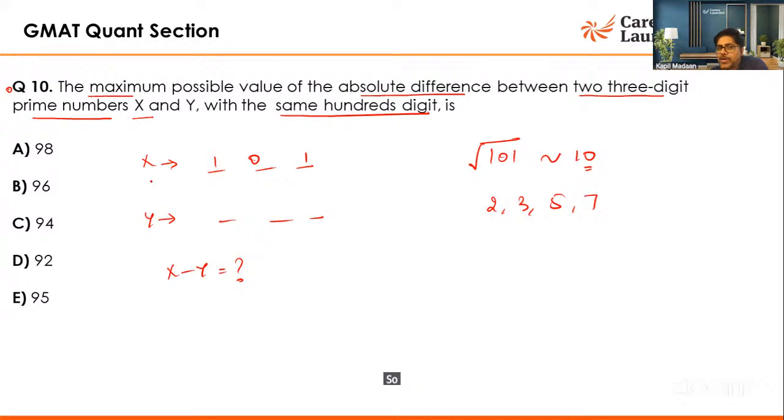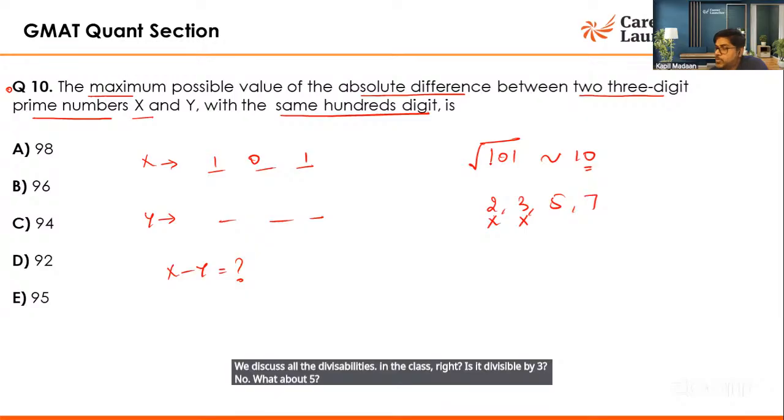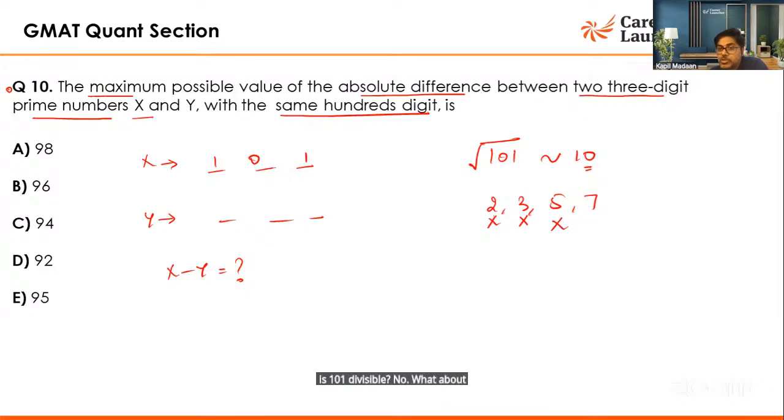Is 101 divisible by 2? No. By 3? We discussed all the divisibility rules in the class. No. What about 5? No. What about 7? No, it is not. That means 101 is a prime number. So that's the minimum. What about the maximum? To maximize, let's take 199, so that the hundreds digit is the same. 199 is the last prime number with a hundreds digit of 1.